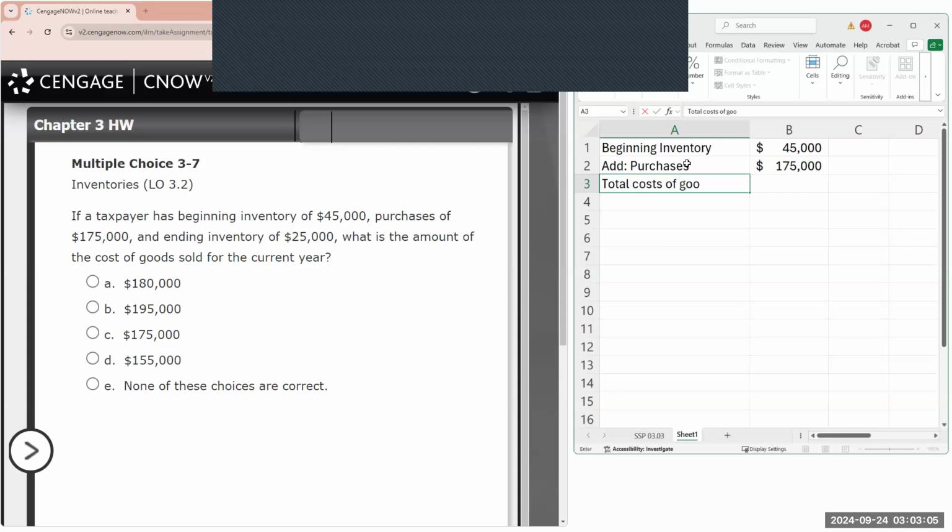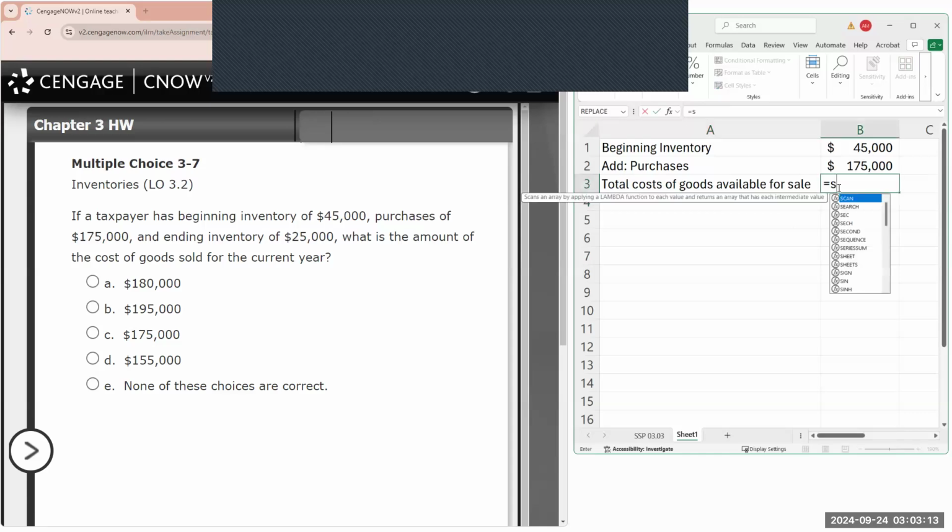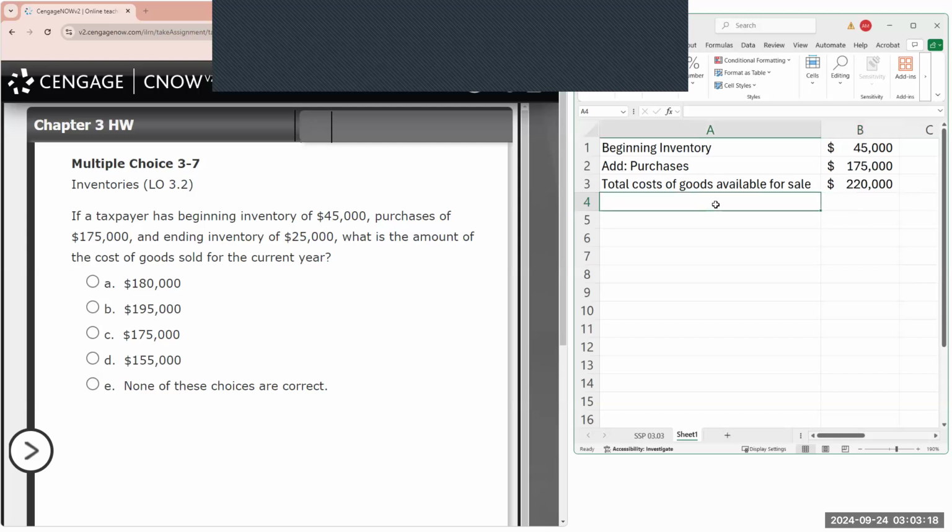We get, no, cost of goods available for sale. All right, so I'm giving the accounting terminology. We add this up. This gives us $220,000. So this is the total cost of goods that's available for sale. And now we use logic, right? So if we had a total of $220,000 of goods available for sale, and we only have $25,000 worth of goods left, the difference represents how much we sold, which is our cost of goods sold.